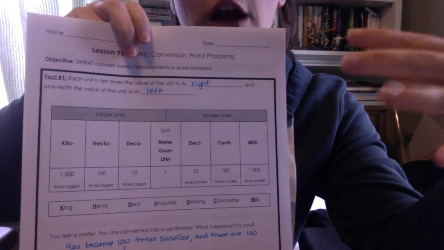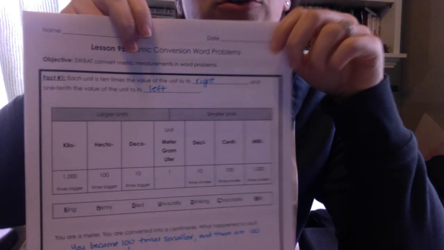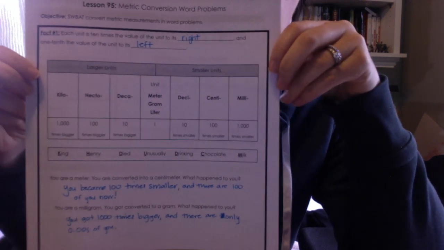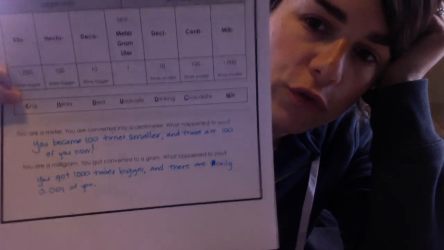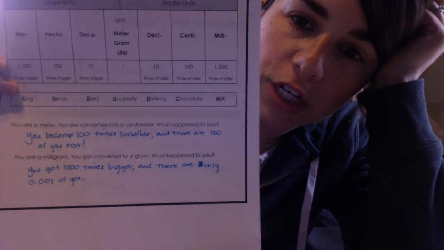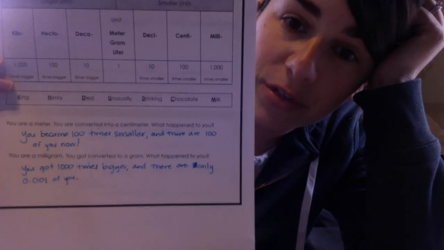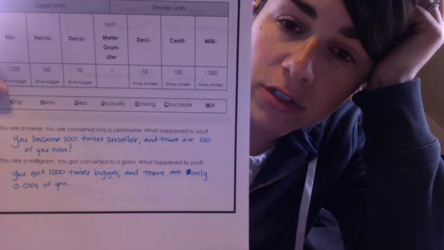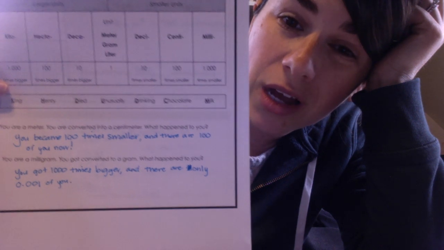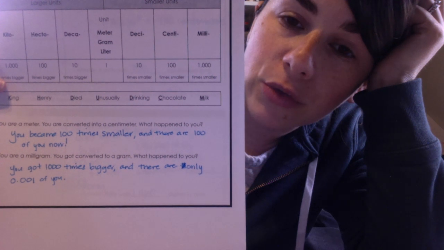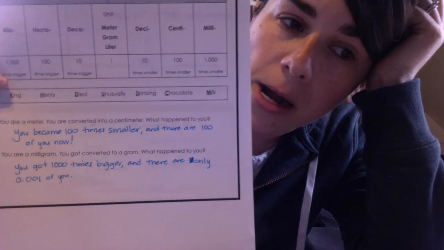So you have to figure out if you're going from a big unit to a small unit or a small unit to a big unit when you are converting, so that you can understand whether or not you need to multiply or divide. If you were a meter, which you're not, but if you were a meter and you were converted into a centimeter, what would happen to you? The truth is that if you were a meter, you would shrink down to become a centimeter, 1/100th of your size, meaning that instead of being only 1 meter, you would be 100 centimeters.